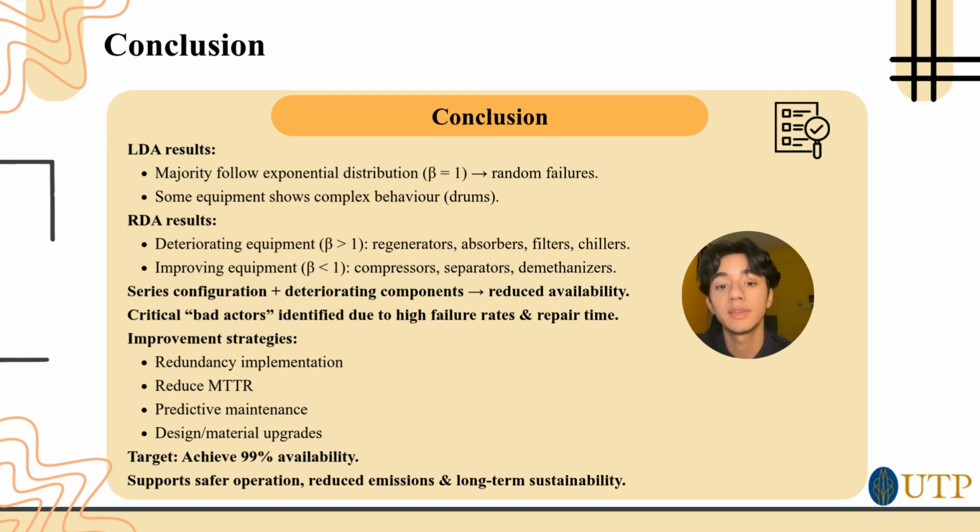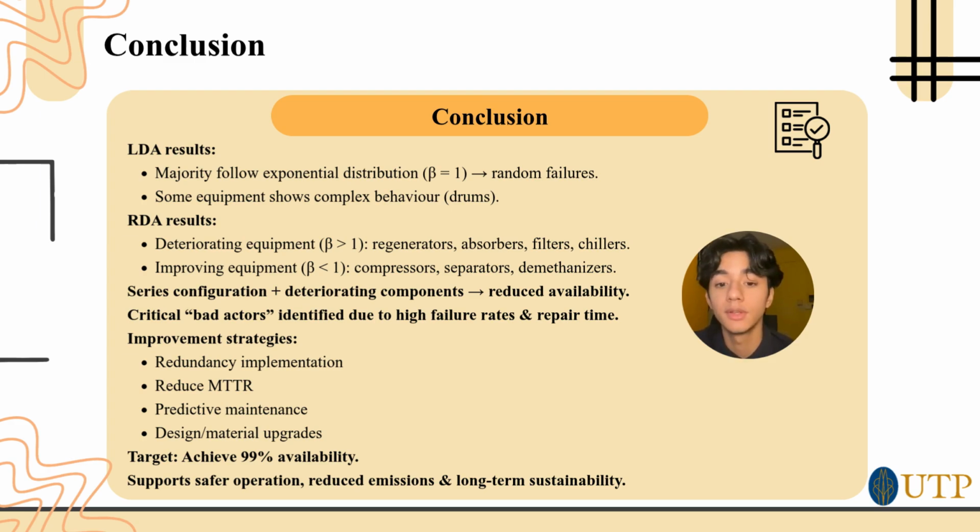From the repairable data analysis, some equipment groups show deteriorating performance with increasing failure rates over time, while others demonstrate reliability improvement, likely due to effective maintenance practices. Despite these improvements, the presence of deteriorating components within a predominantly series configured system significantly reduces overall plant availability. Equipment with both high failure rates and longer repair times were identified as critical bad actors.